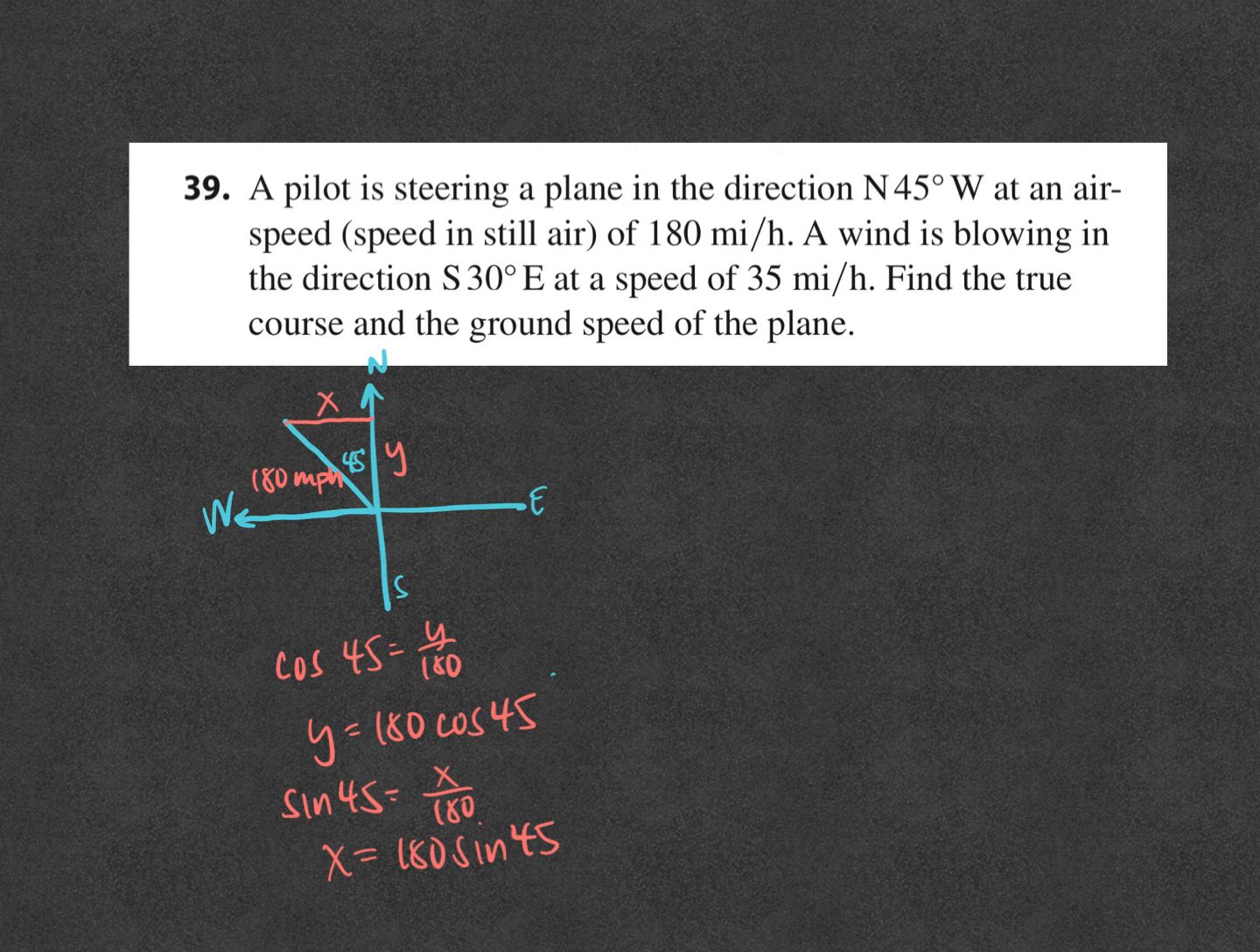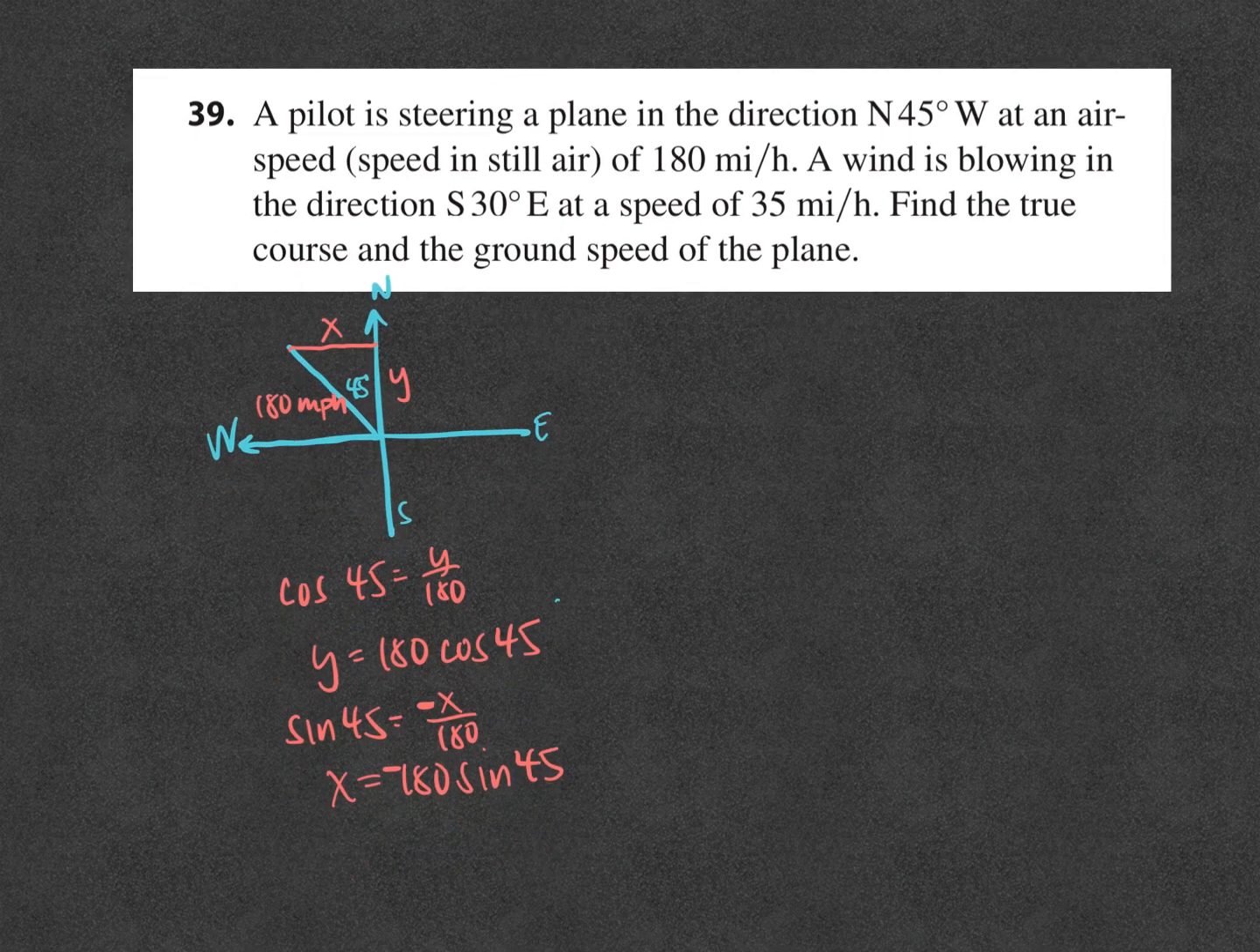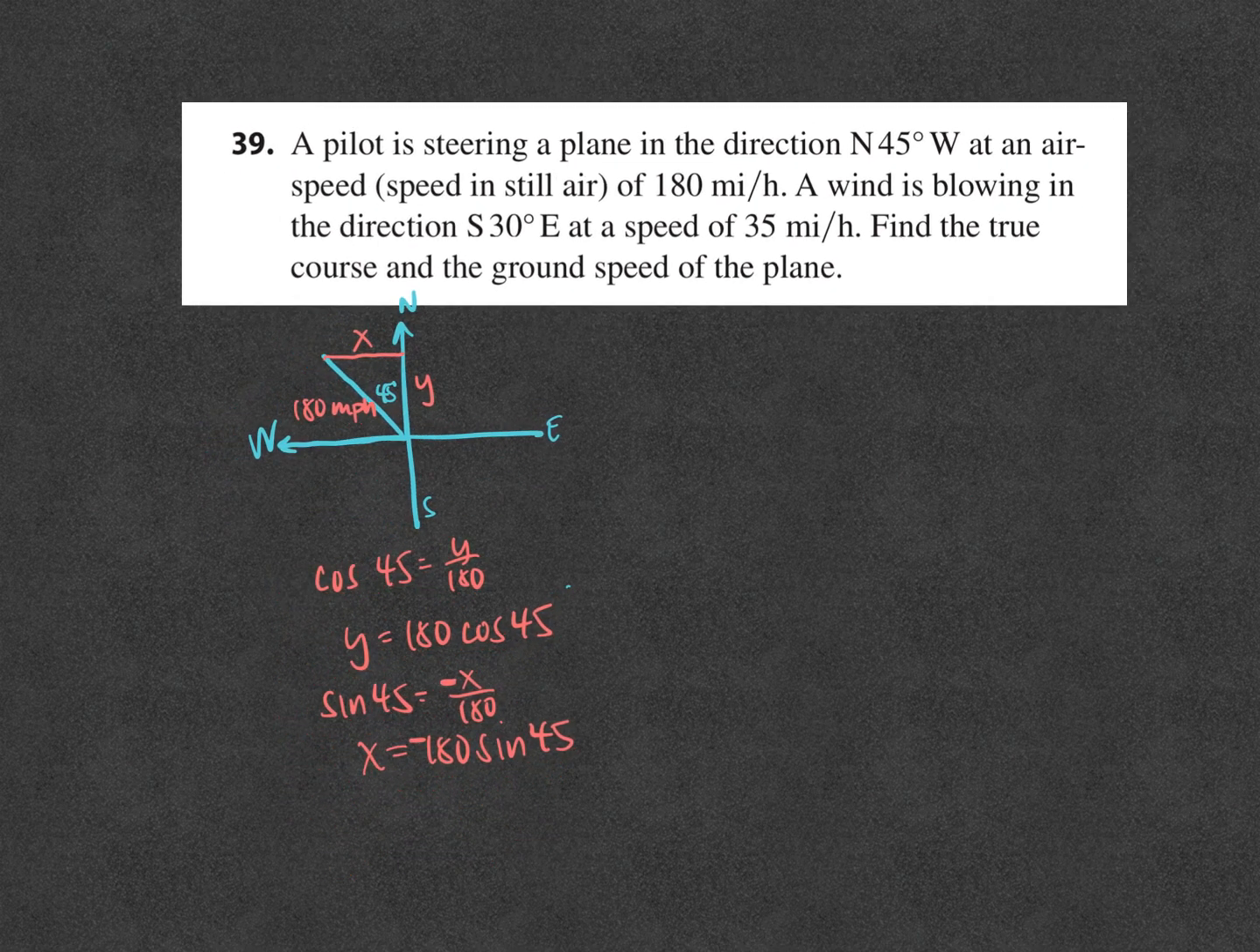Now, the problem is this x is technically negative because of where it sits. So we need a negative on the x value here. So we have a negative on the x, and we're going to keep it with the 180 and move it over there. Does that make sense? Take a minute and process that.